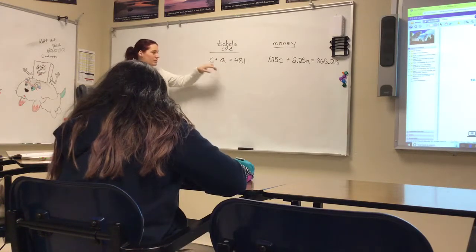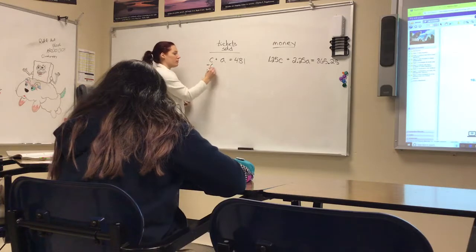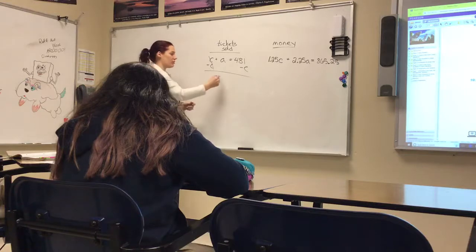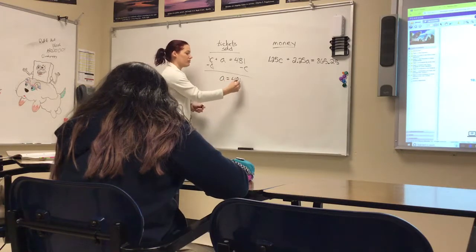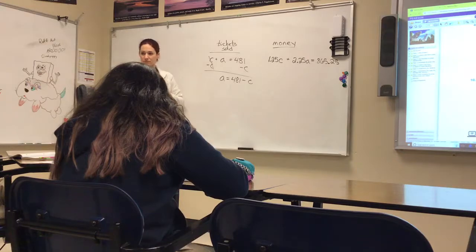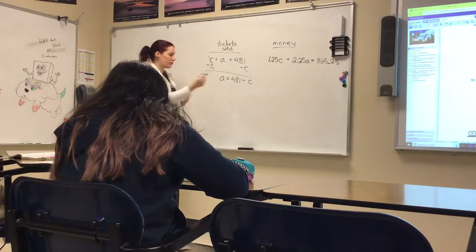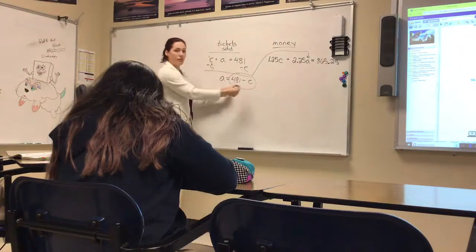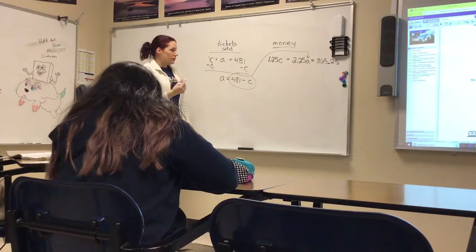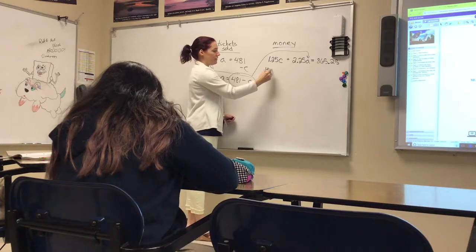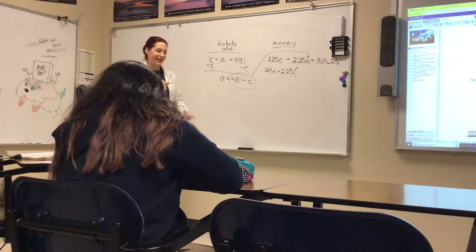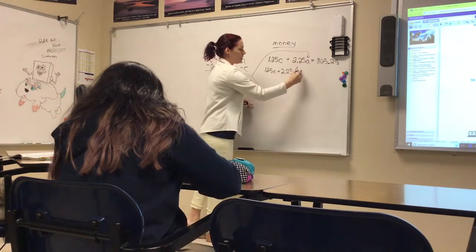You can solve for either A or C because neither of them has a number in front of it. Let's say I solve for A. Got rid of the children tickets, and I know that the adult tickets are 481 minus C. So in place of the adult tickets over here, I'm going to put 481 minus C. So 1.25C plus 2.25 times 481 minus C.